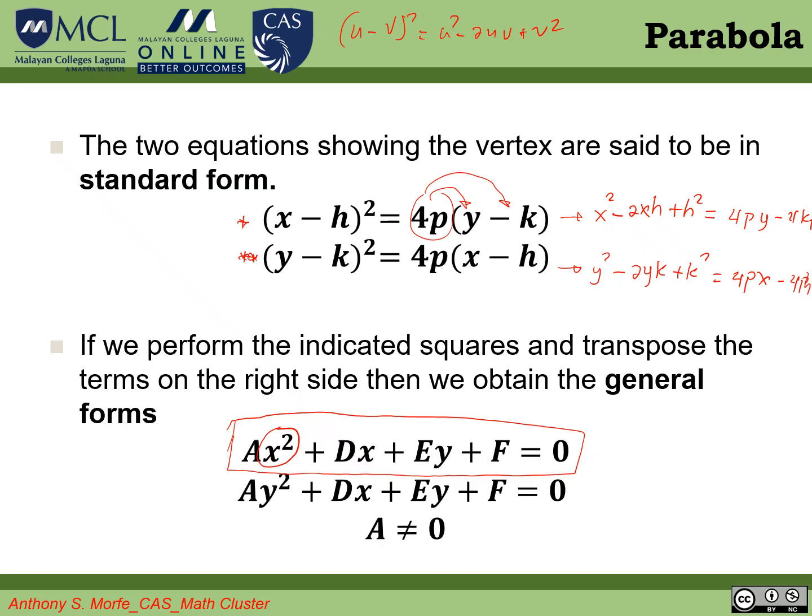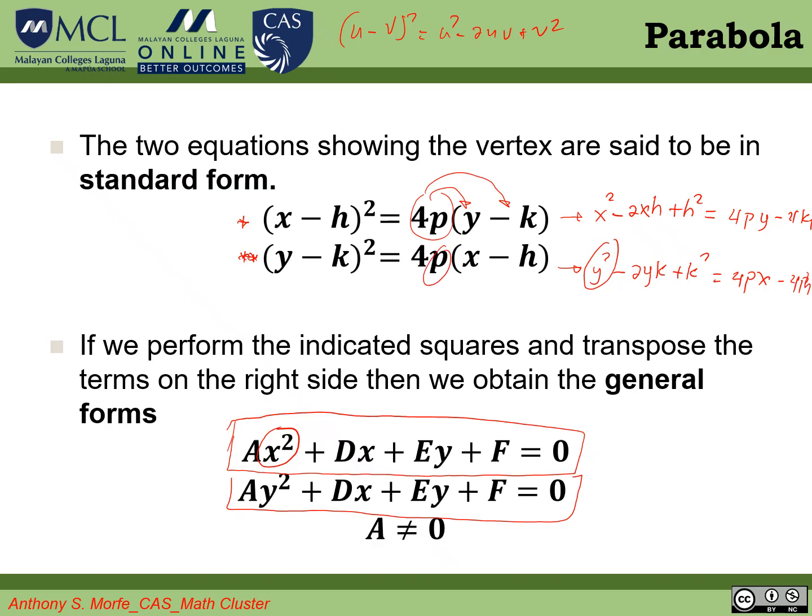And in a similar way, transpose everything to the left side and make the right side equal to 0, then you will get this form. So the term here that is being squared is y, so it means that the parabola opens either left or right, depending on the value of p, positive or negative.